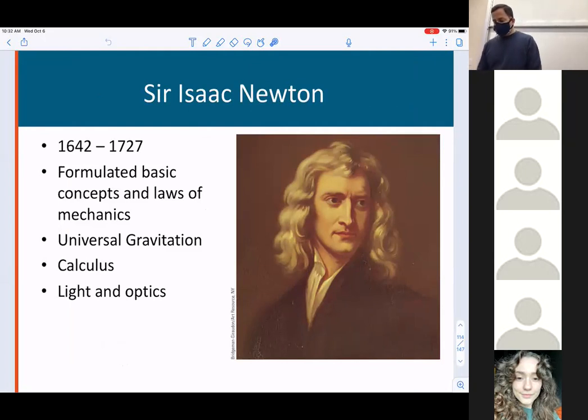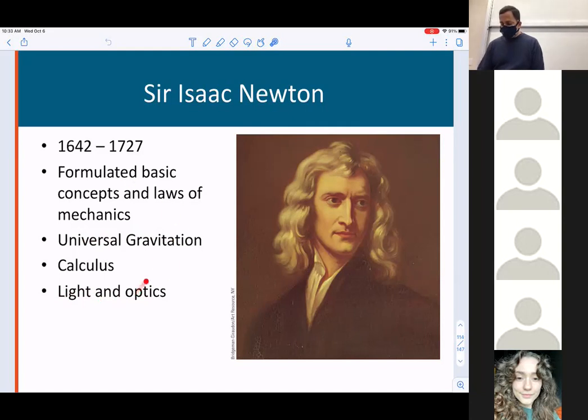This is Isaac Newton. He's probably one of the best physicists of all time. He formulated the basic concepts and laws of mechanics. He developed the universal theory of gravitation. He developed lots of physics in light and optics. He was able to understand the colors of a rainbow, stuff like that.